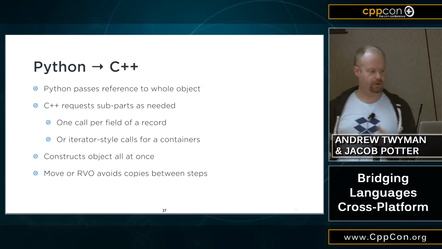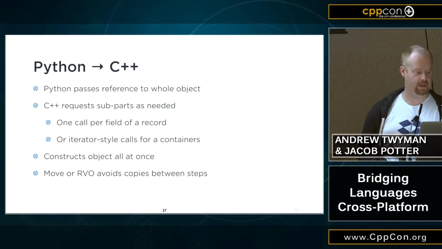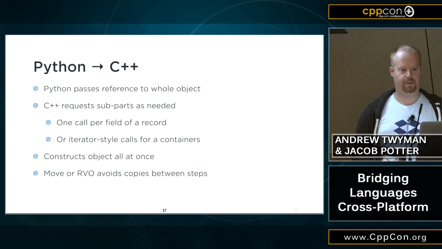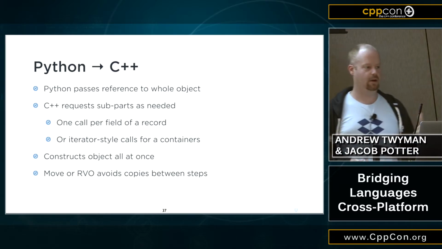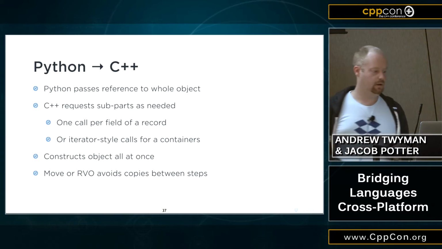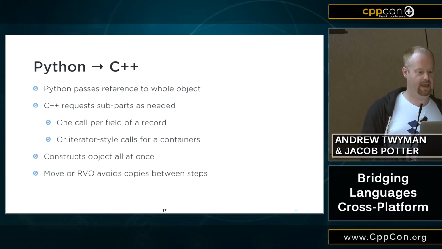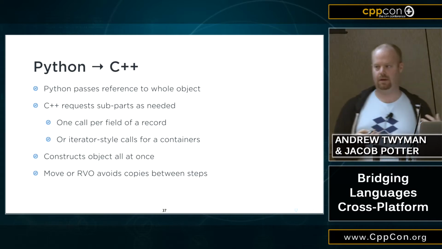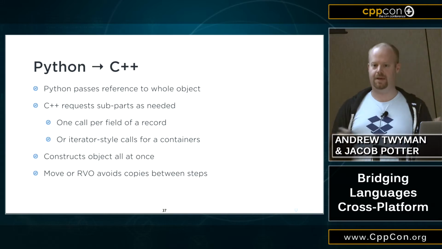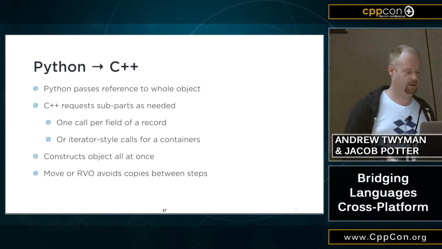So let's talk about the first direction, Python to C++. Python will pass a reference to the whole object down to C++ as one of those handles that I mentioned earlier. C++ will then request the subparts of the object as necessary, as it needs them. That might be all of the elements of a list, or it might be each of the fields of a record. And then once it's got all those, it can construct everything at once. And all of the intermediate temporaries and copies can go away because we have move semantics or we have the return value optimization. So at worst, there might be a significant number of moves if you've got a very complicated object, but no extra copies should be done in the process.